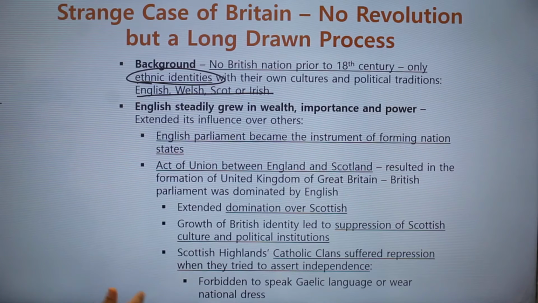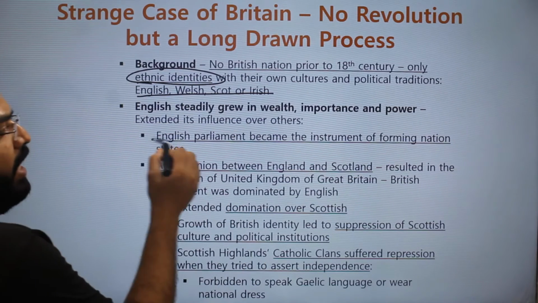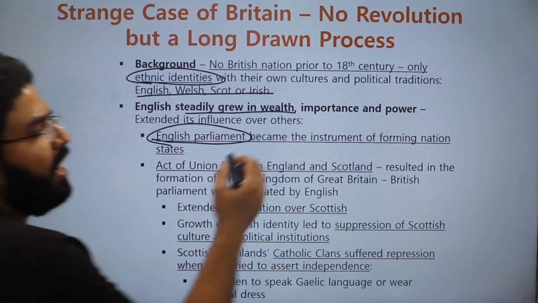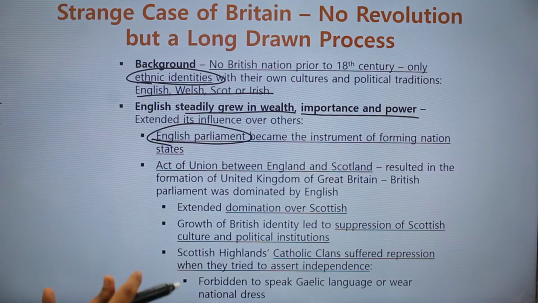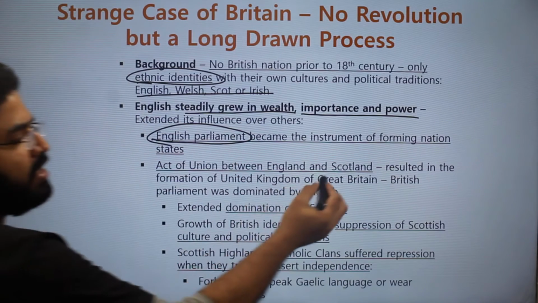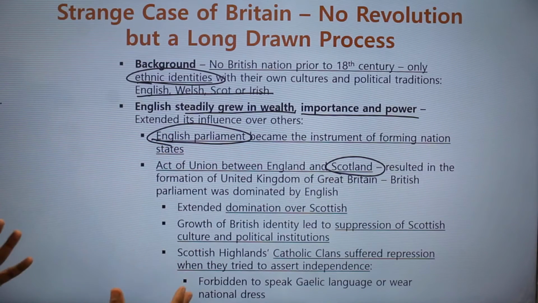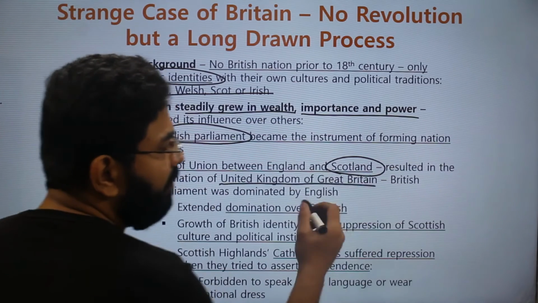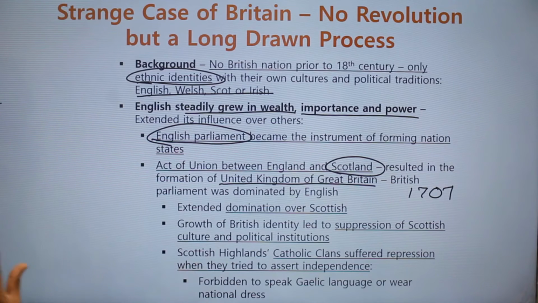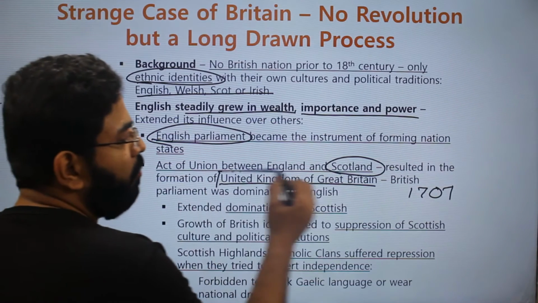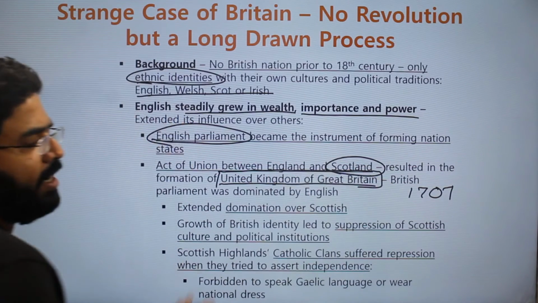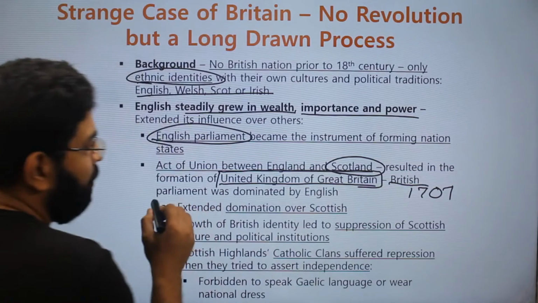Then what happened was that the English started gaining wealth through the various colonies that they had. So they started gaining importance and power over their neighbors. So the first state to come under England was Scotland. So Scotland and England unified in 1707, when the ruler of England used a diplomatic alliance to form the United Kingdom of Great Britain. So initially the United Kingdom of Great Britain had England and Scotland, here under the British Parliament.